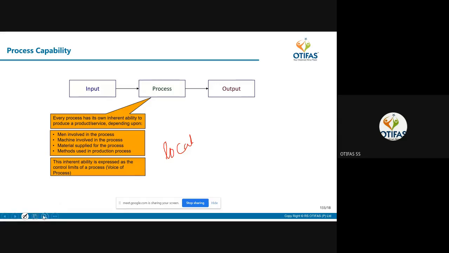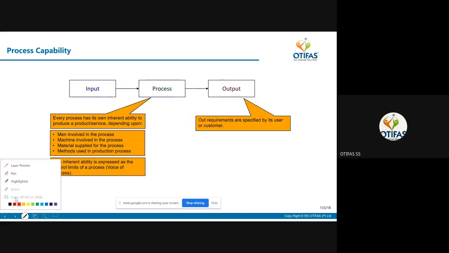Okay. Now, let's understand what this inherent capability of a process is. This inherent capability or ability of a process is expressed as control limits. Now, here comes the control limit. We'll see what this control limit is.